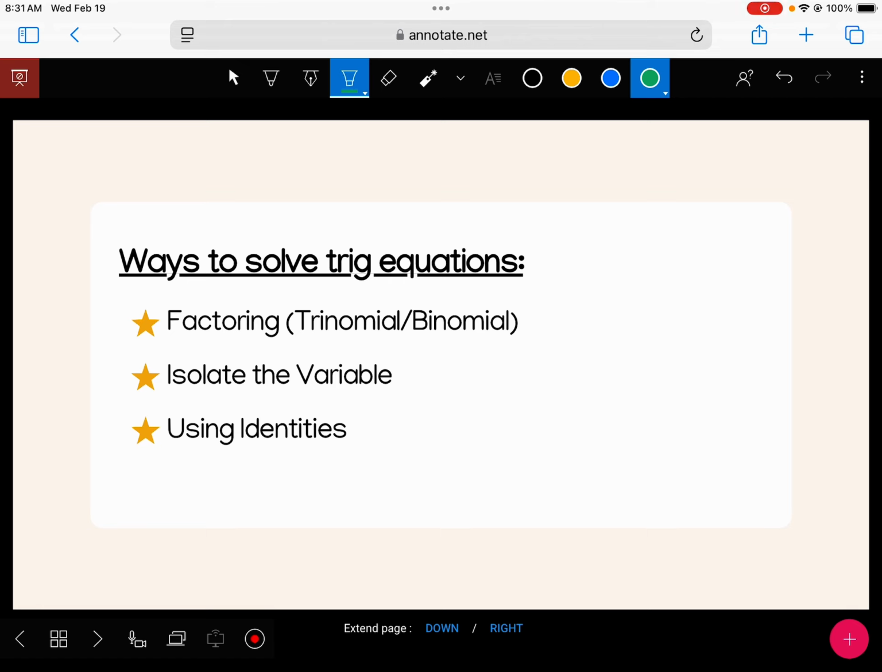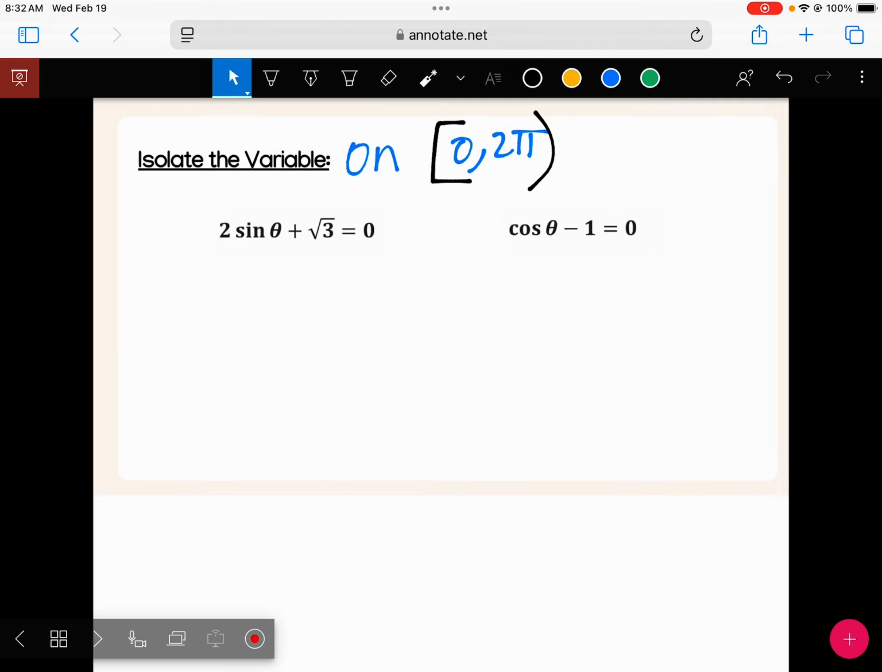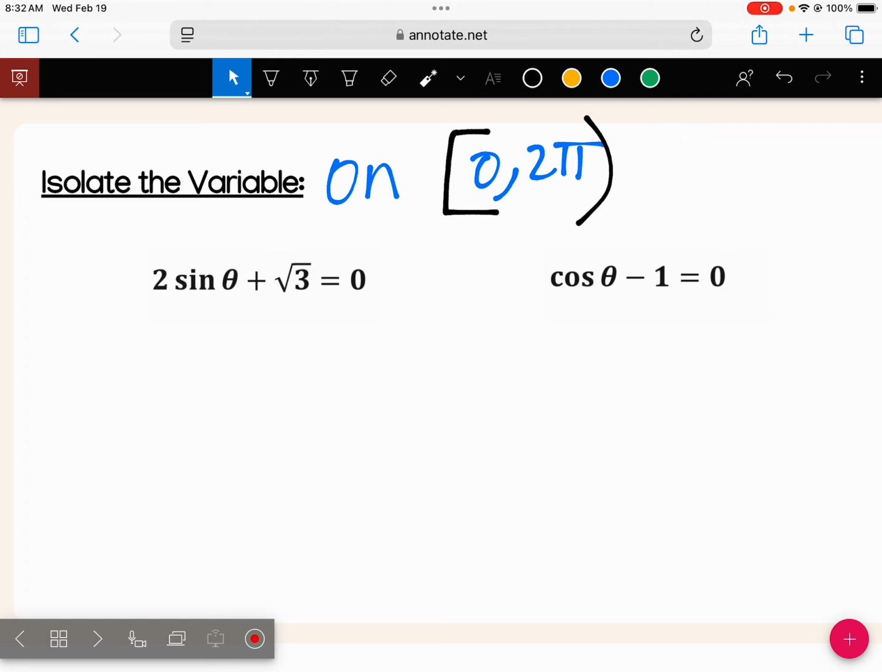On Wednesday, we'll be discussing where we would have to factor and use identities, but we're going to quickly go over isolating the variable. So we're going to isolate the variable on 0 to 2 pi. Again, notice that 0 has a hard bracket on it and 2 pi has a soft parenthesis. So that means we include 0 and we do not include 2 pi.